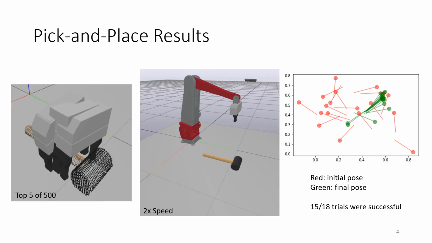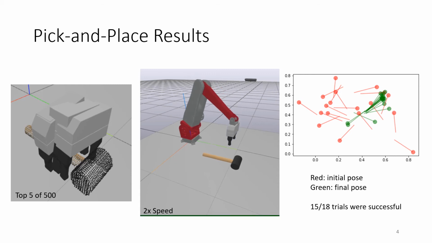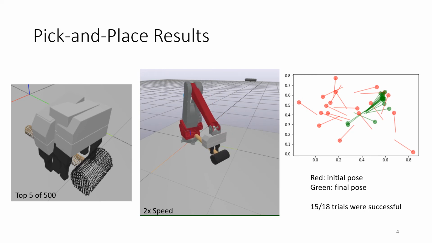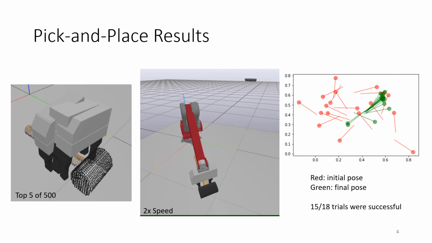Here are some results from the pick-and-place subsystem. The leftmost image shows the top 5 grasps on the hammer out of 500 that were generated. The middle video here shows an example pick-and-place trial at double speed. And finally, the rightmost plot shows the initial and final hammer poses for 18 trials. Of the 18 trials, 15 were successful in that the hammer was close to the goal location and the orientation was accurate. This is good for an 83% success rate.